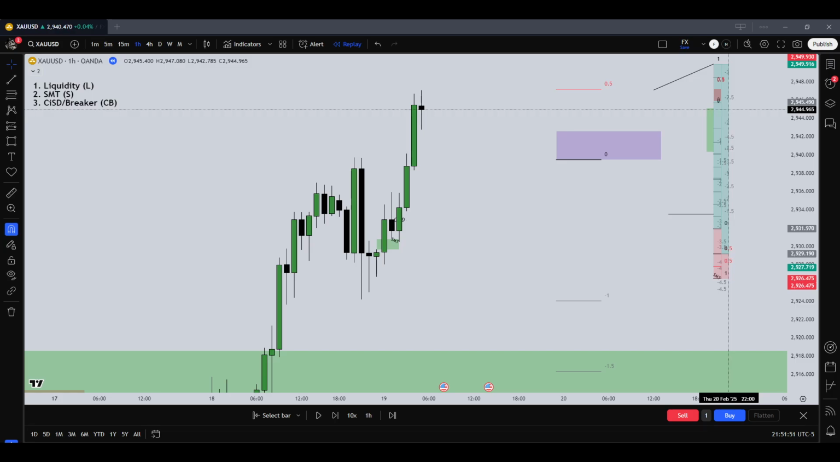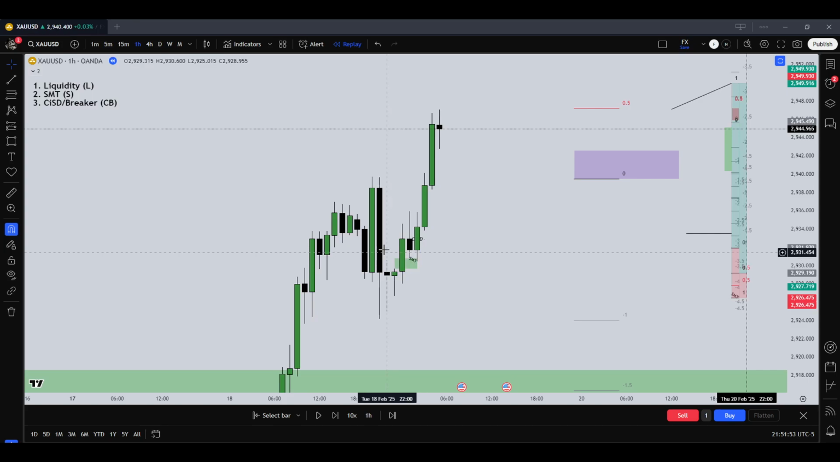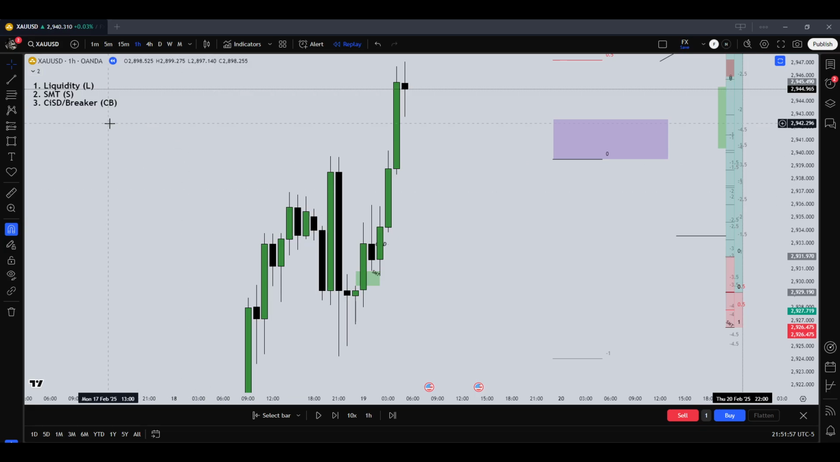Okay, so first trade here we have the liquidity. In terms of liquidity, the liquidity we have here is the 1 hour bullish fair value gap, right? So this would be the liquidity.